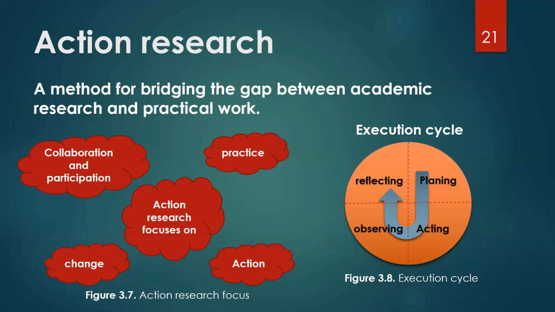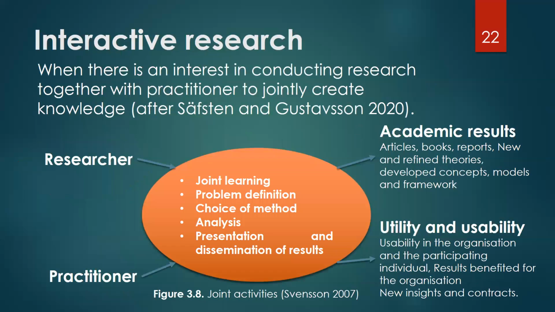And it has an execution cycle. So you plan, you act, observe the result, and reflect on the result. And based on that reflection, you plan again, act, observe, and reflect. So these steps are repeating. It's called the execution cycle, until the gap you have observed is filled up. It's called action research.